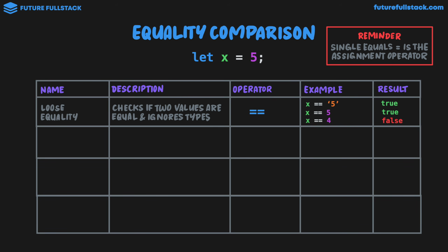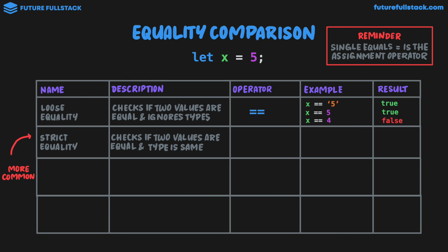So the next equality comparison is called strict equality, and this is actually more commonly used in our code. Strict equality checks if two values are equal and the type is the same, and the operator we use is three equal signs. So for example, if we look at the strict equality of x to the string 5, this is now false, because we're now comparing the value 5 as well as its type. So while the numbers are both 5, the types are different, where x is a number type and 5 on the right is a string type.